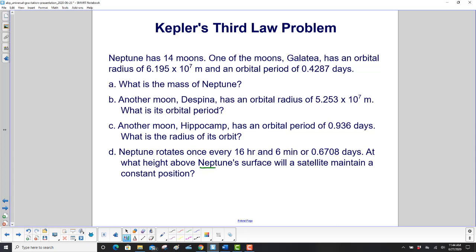It's hard when you're doing gravity not to say Newton, isn't it? So you want the height above the surface. Will a satellite maintain a constant position?